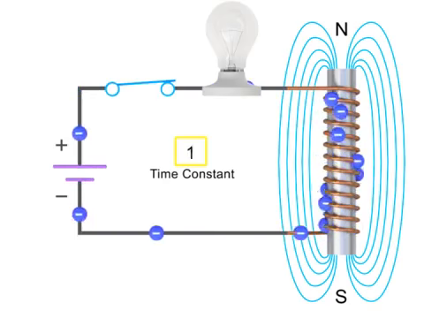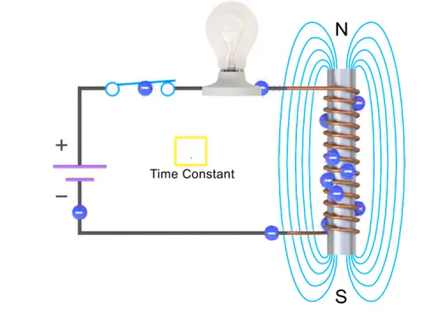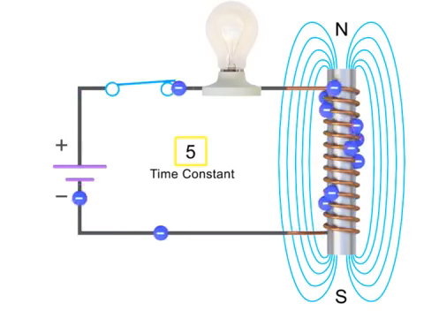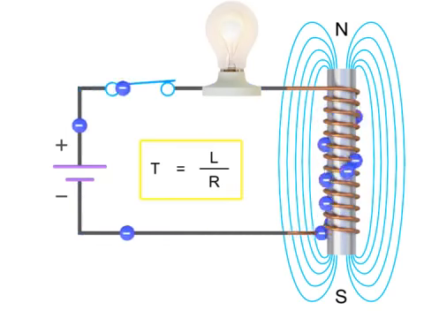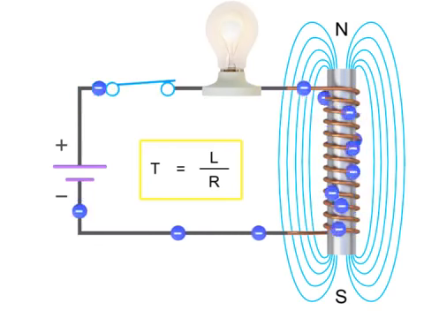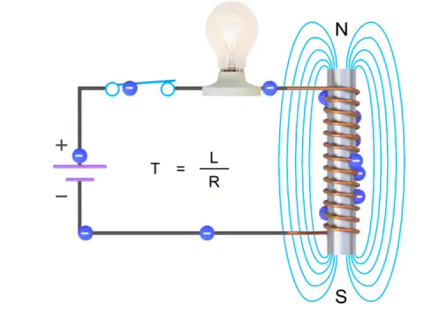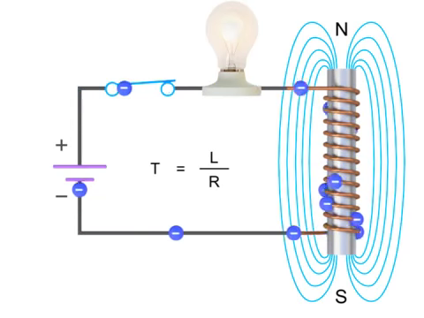The current will continue to flow and reach its maximum value after 5 time constants, or 5τ, where τ is equal to L divided by R. The light bulb will then be at its maximum brightness.